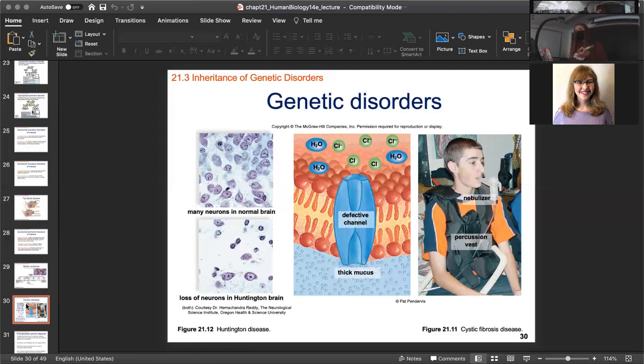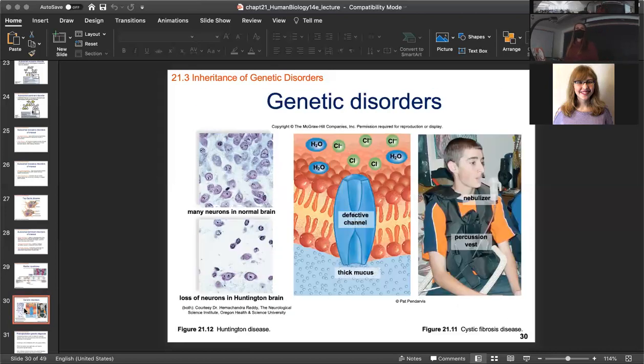Cystic fibrosis, this is just where there is a clogged chloride channel and there's mucus in the lungs. So what this person is wearing on the right is a percussion vest. If anybody's ever been in percussion before in band, right? All the people that make the pounding noises, that's essentially what this is doing to the chest. It's kind of like a vibrating chest piece, and it's going to try and break up that mucus so that the body can break it down and not have it plugged up in the lungs.